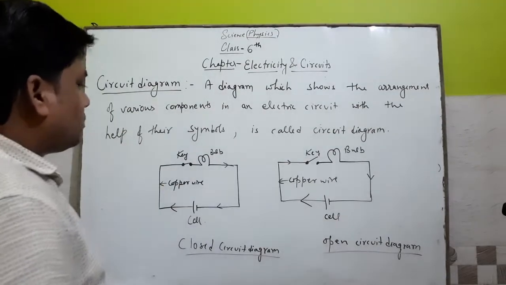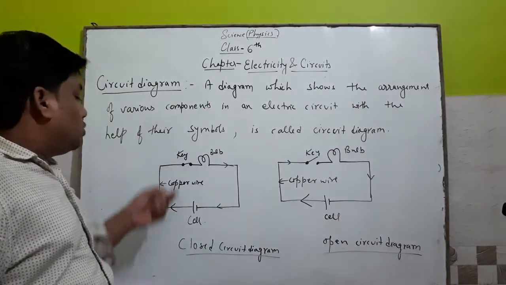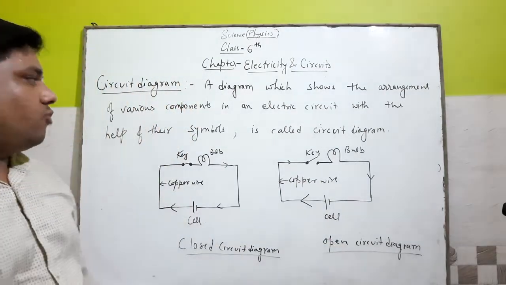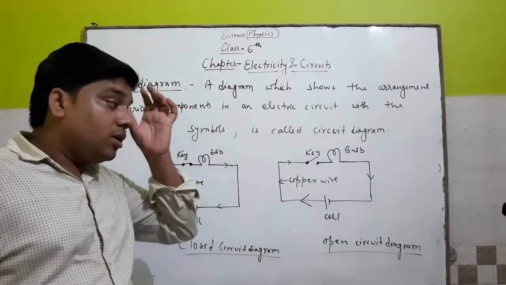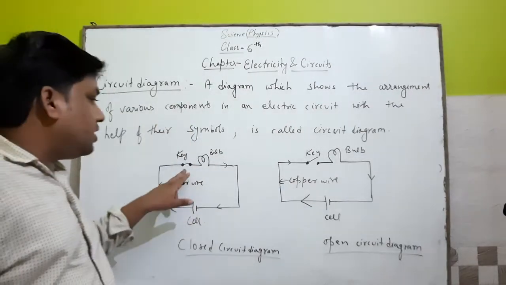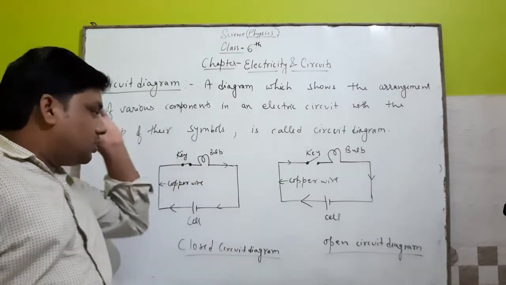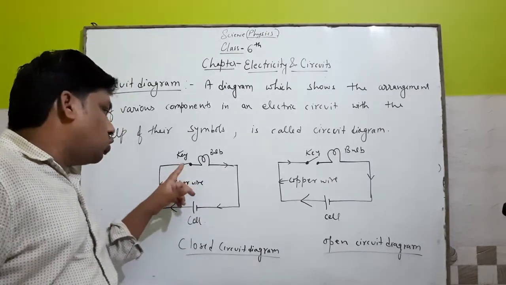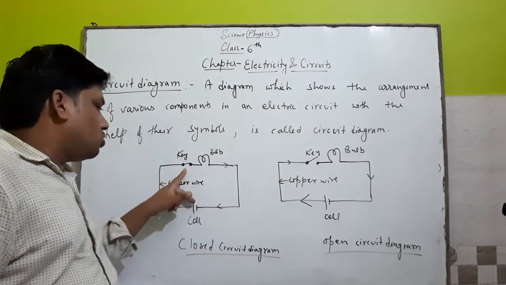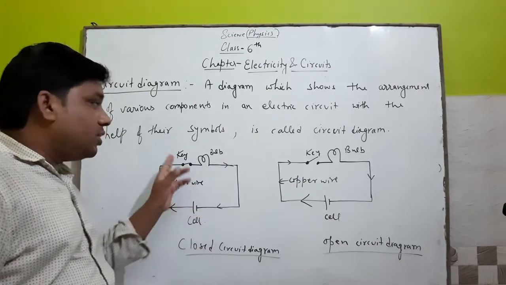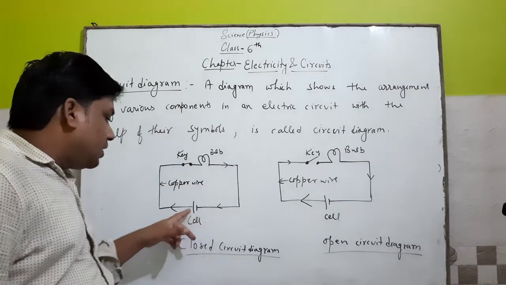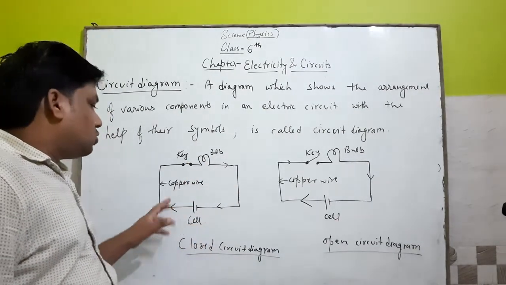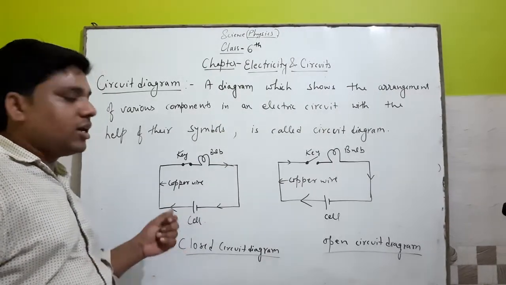First, all of you see here. There are two types of circuit diagram. The first one is the closed circuit diagram and the second one is the open circuit diagram. What is closed and what is open? Simply, closed and open is decided only by the key. Key means switch. If the switch is on, means the switch is closed, then in that conducting wire or circuit diagram the current flows, because the circuit is complete. So this is known as a closed circuit diagram.